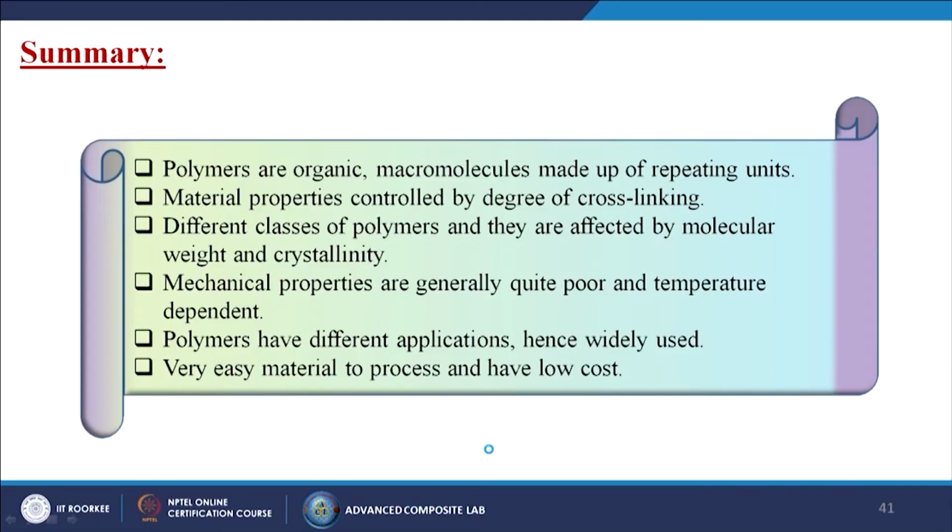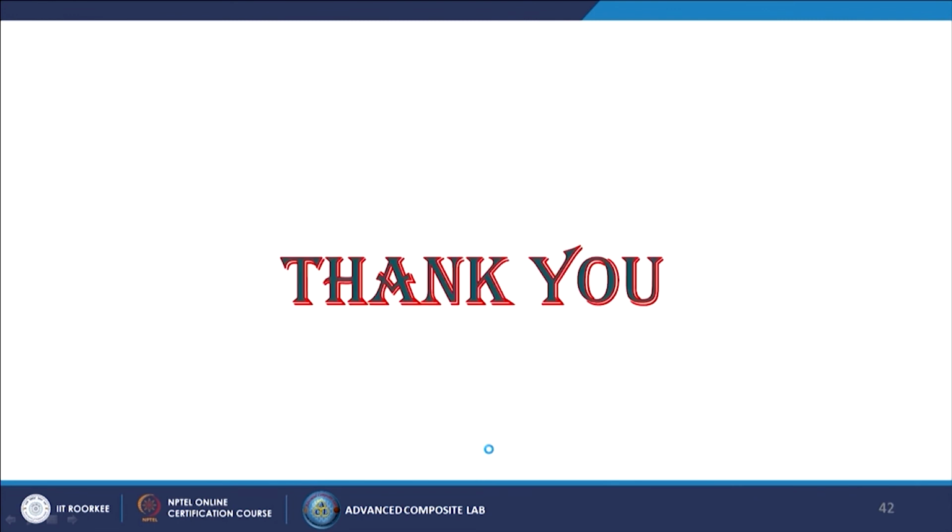Now we have come to the end of this lecture, and if we summarize it, we have discussed that polymers are organic macromolecules made of repeating units. Material properties are controlled by the degree of cross linking. There are different classes of polymers, and we have discussed their properties. We have discussed the mechanical, thermal and chemical properties of those polymers, and they are also very easy materials to process and have low cost.